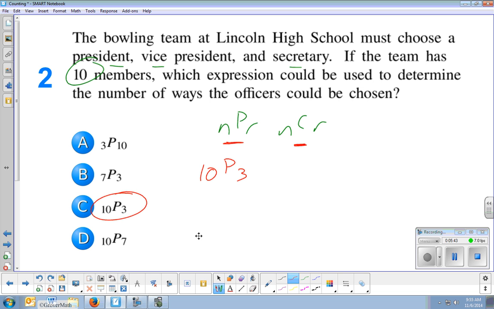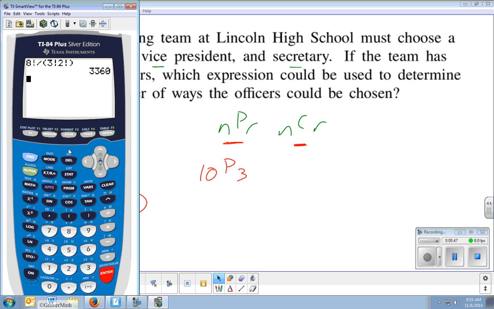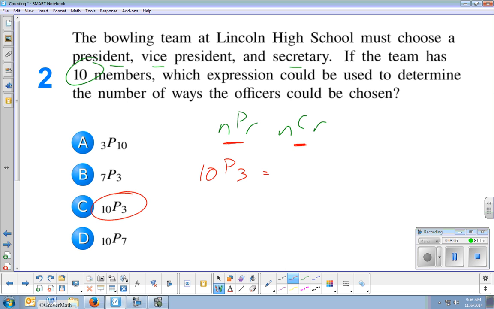Again, sometimes the problems want the specific numerical value of that, and it's done similar to the factorial. First, you type in the 10, then you go to the math and probability folder again, which is math left. NPR is choice number 2, and then you type the number after the P, which is the 3, and so 10P3 is 720. And so the numerical answer would be 720.